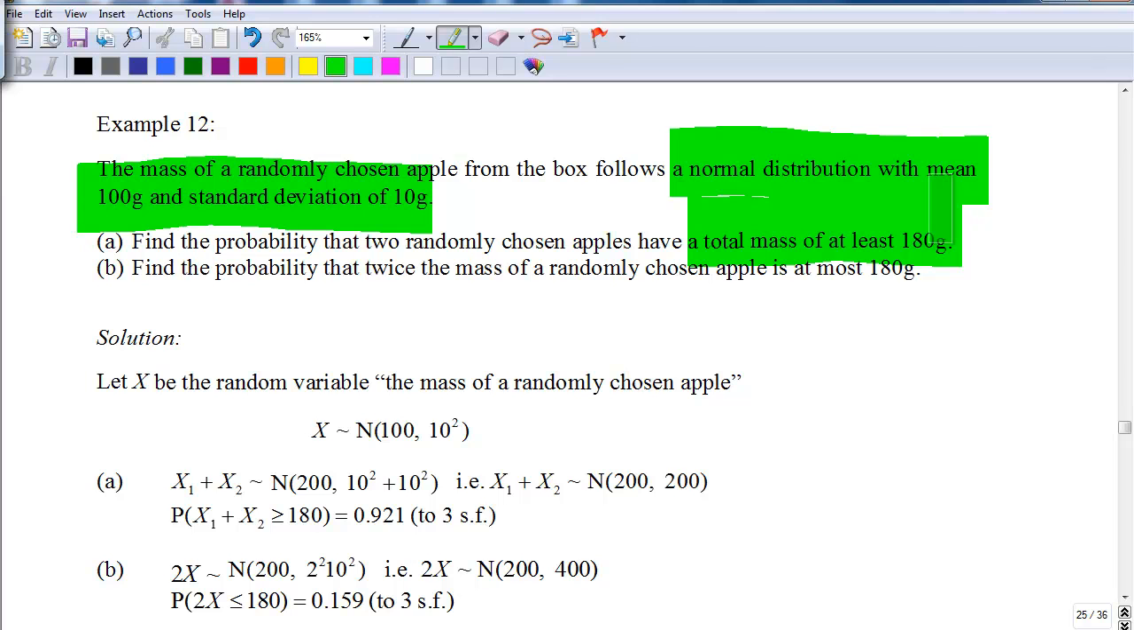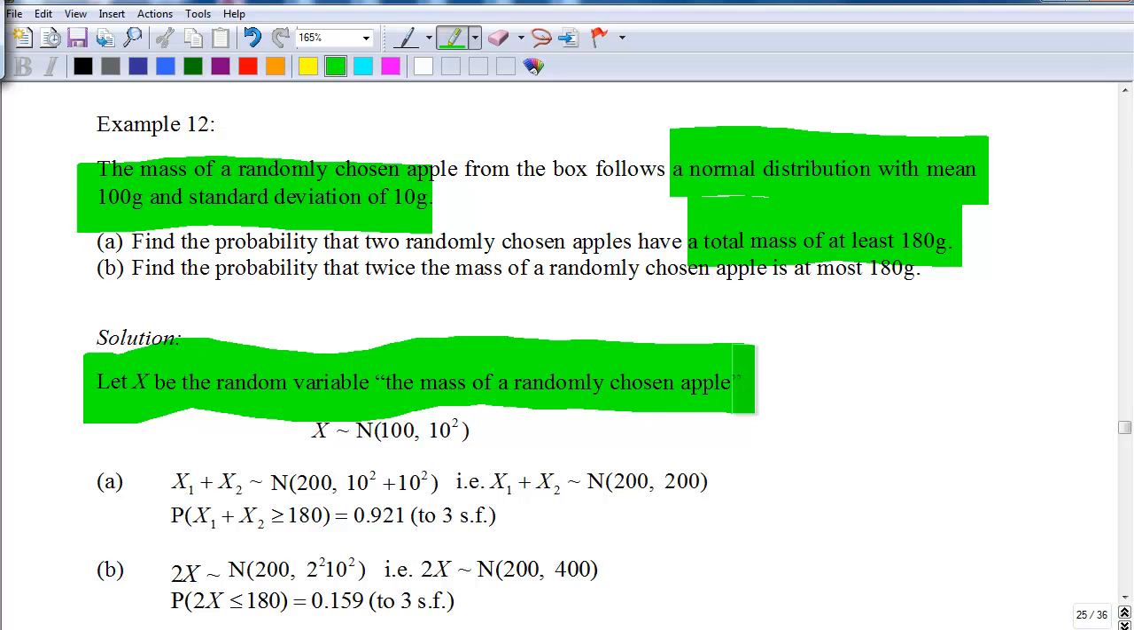Okay, so I'm going to start by defining. I'm going to say let X be the random variable representing the mass of a randomly chosen apple. Then straight away, I can tell people that X follows a normal distribution with mean 100 and variance 10 squared. Again, a reminder, this number here is not for standard deviation, it's for variance. So instead of 10, I'll write 10 squared, because this part is for sigma squared.